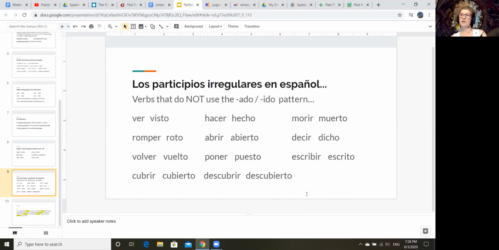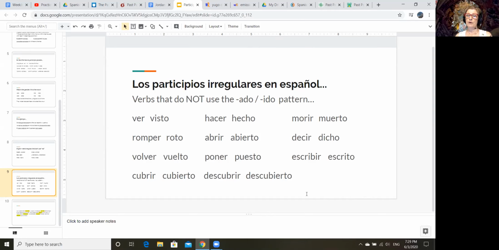Cubrir puts a little prefix to become descubrir. Discover. So discovered is descubierto because it's built on cubierto. Descubierto, descubierta, descubiertos, descubiertas. Okay, we're going to go to the top of the middle column there. Hacer, muy irregular. Hecho, made. Hecho, hecha, hechos, hechas. Opened. Abierto, abierta, abiertos, abiertas.